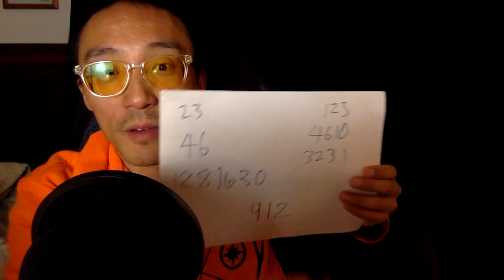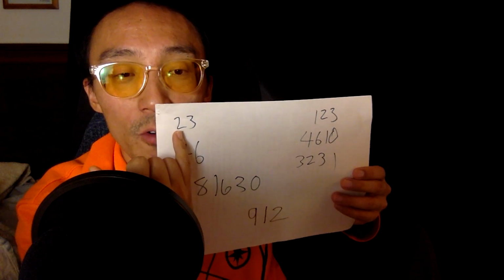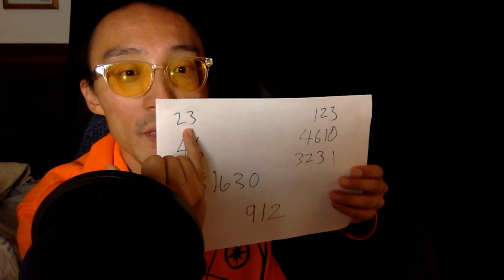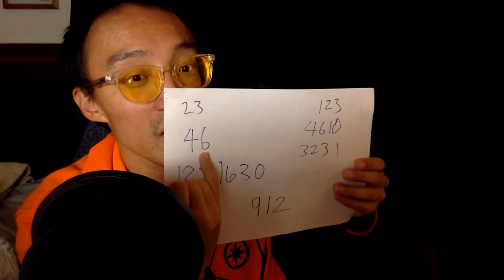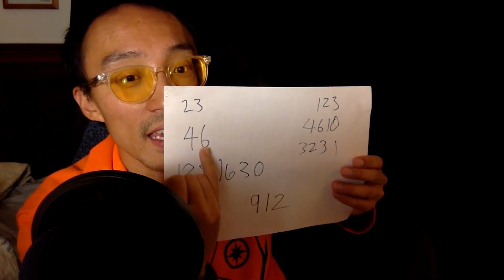Well, it just has to be even. The last digit has to be even. So for example, let's do some examples. Is this divisible by 2? No, because this number is odd. Is this divisible by 2? Yes, because this number is even.